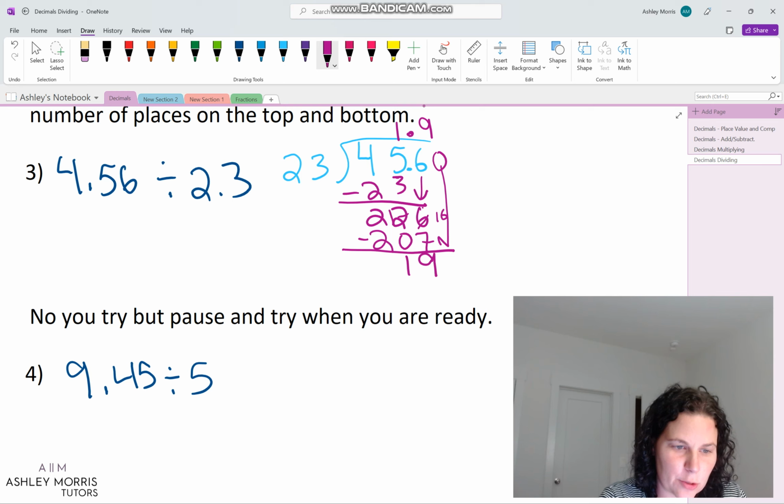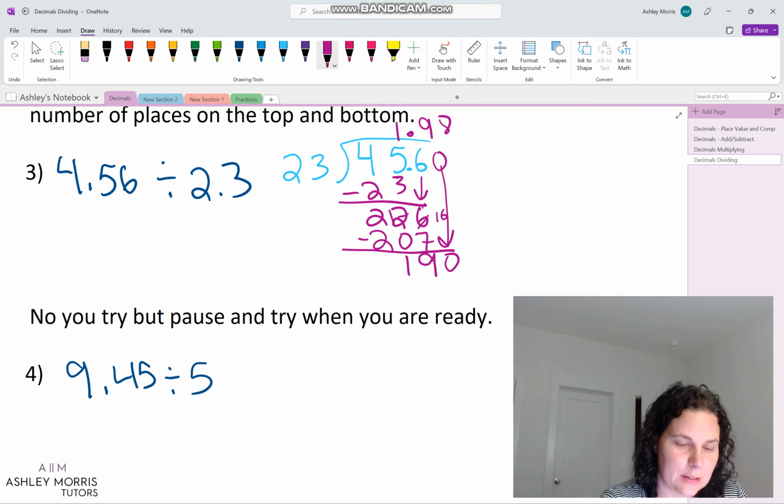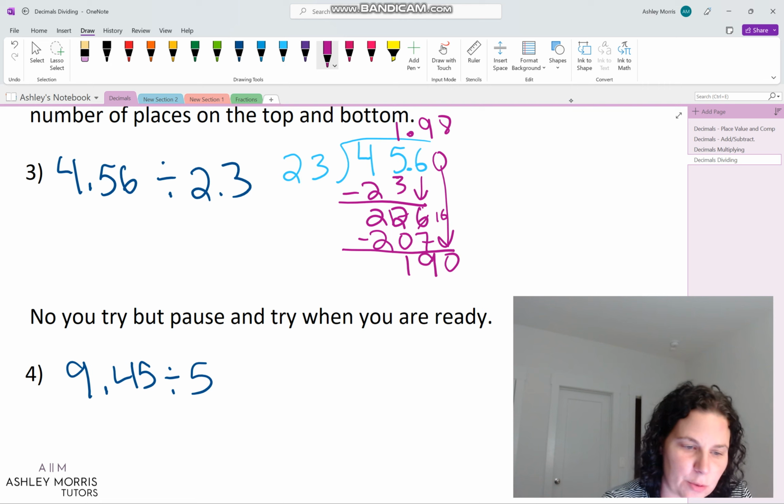Add a 0. I'm going to do 2 decimals. Do whatever your teacher wants you to do or however they write the direction. 23 will go into 198 times. And we can stop there because I said I wanted 2 decimals. But if you wanted to keep going, you would do 23 times 8.